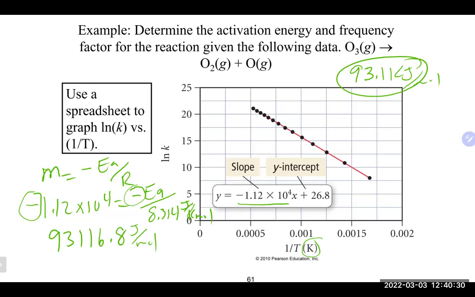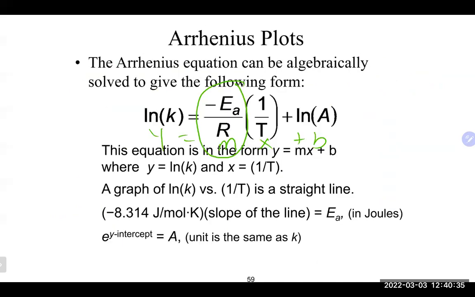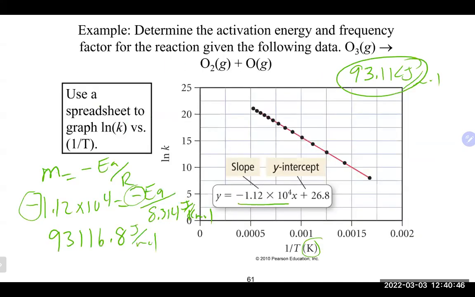We could also calculate the frequency factor from this. And again, the frequency factor is A in this equation. And that is equal to basically the y-intercept. So the natural log of A is equal to the y-intercept. This is our y-intercept in this case, right? And in this case, the natural log of A equals 26.8, just like we did before.